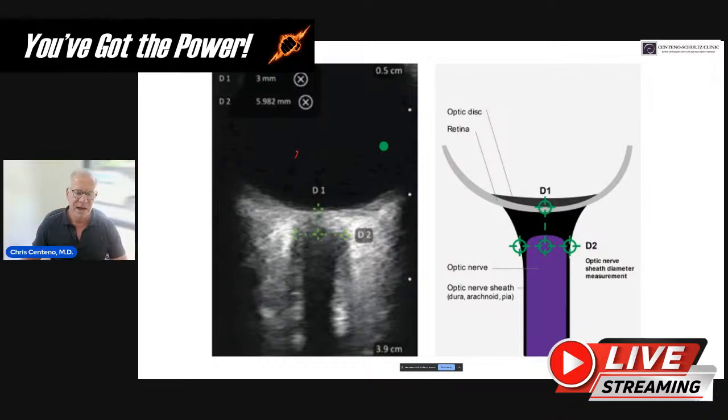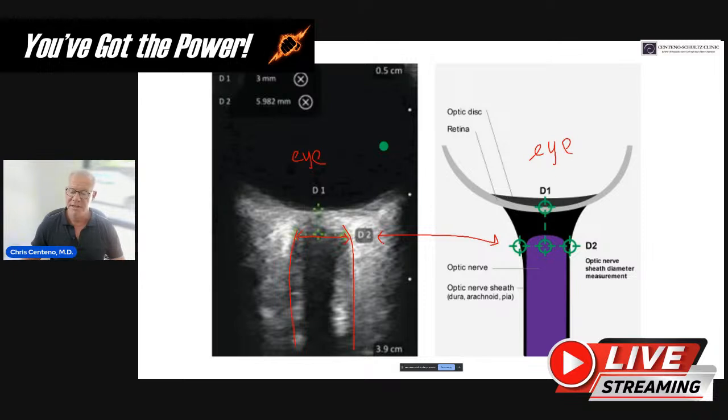This is the eye up here, or the globe of the eye. And we see this area here, which is the optic nerve sheath. And we can get a diameter on that sheath right here at the base. And that's this D2. So those are the same things there. And off to the right, this is all cleaned up, so it looks a little better and easier to interpret, but that's the idea.